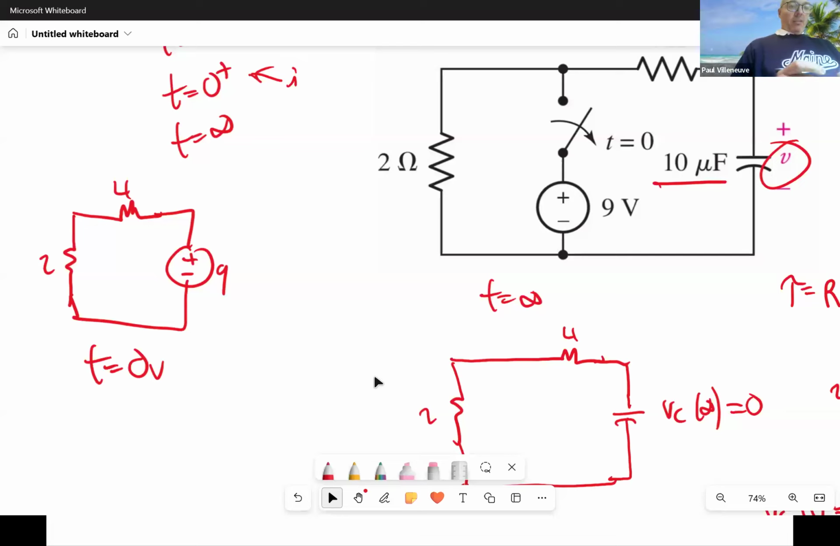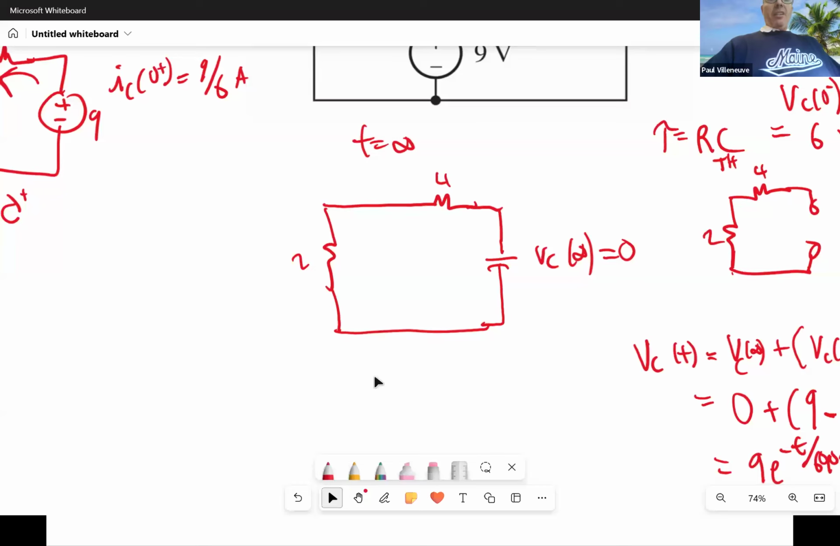Oops. I was saying volts, but I shouldn't have been talking about time. So now I can solve for the current through here. And the current, hopefully you see, IC of 0 plus is equal to 9 over 6 amps. And then I know from looking at this circuit, it's got to be equal to 0 because the circuit's completely discharged.